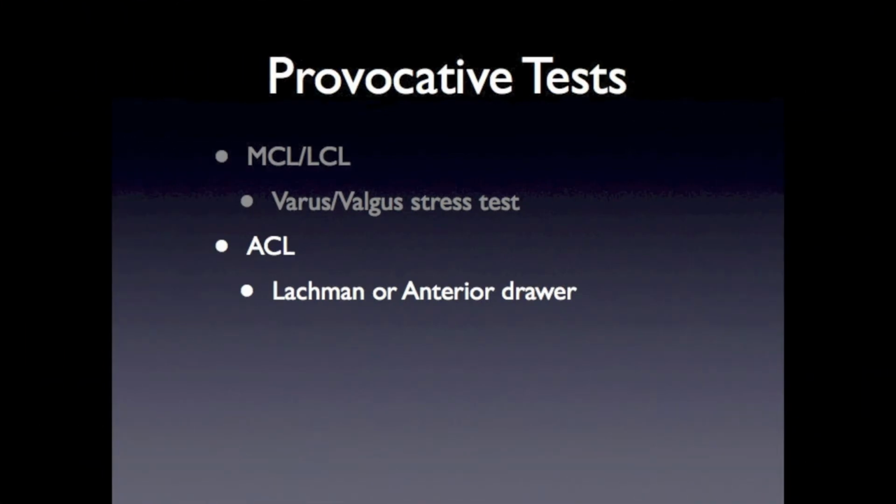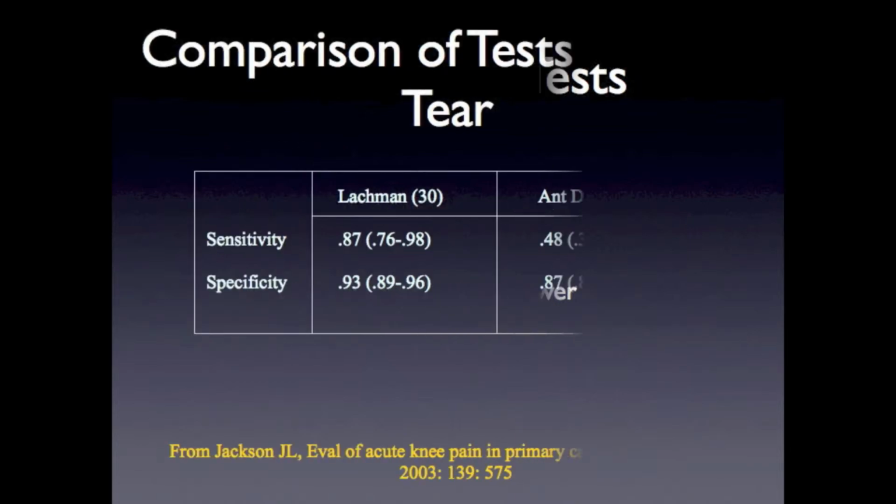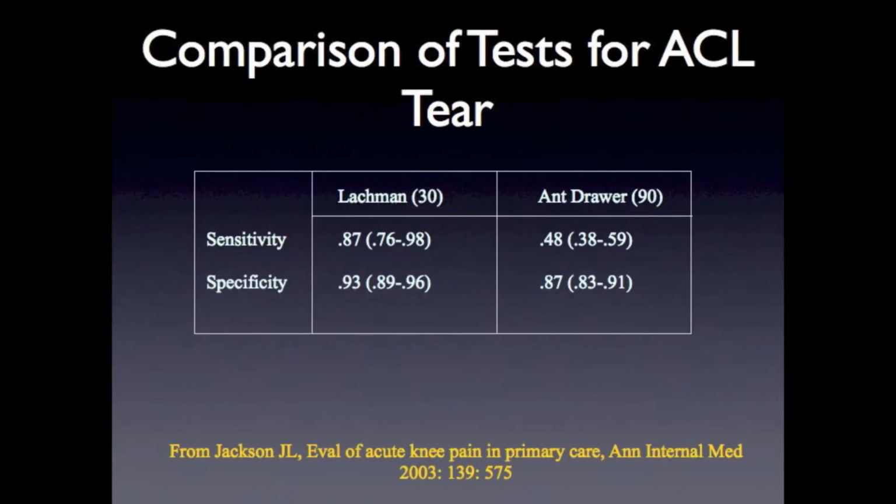To test the anterior cruciate ligament, or ACL, we will talk about the Lachman and anterior drawer tests. This slide shows the sensitivity and specificity of both tests. You can appreciate that the Lachman test has better sensitivity and specificity over the anterior drawer, and the reason for this is the angle with which the tests are performed. The Lachman test is performed with the knee in 30 degrees of flexion, which mimics the normal anatomic alignment of the ACL better. The anterior drawer is done at 90 degrees of flexion.